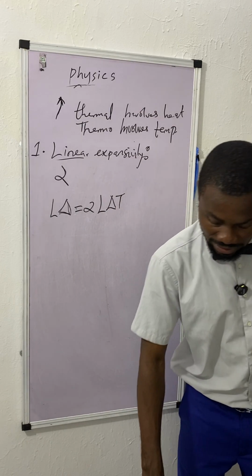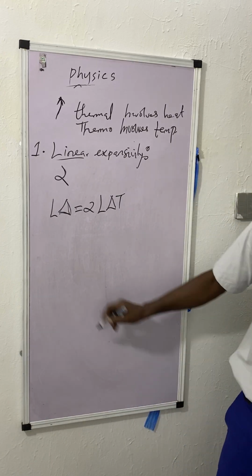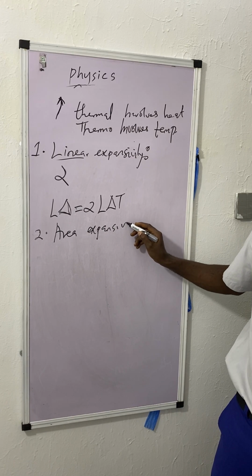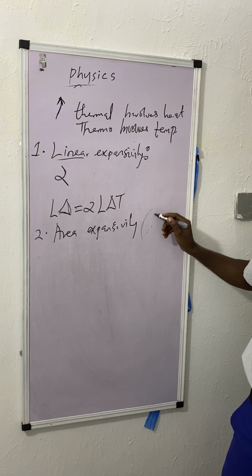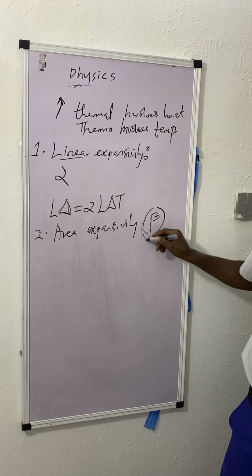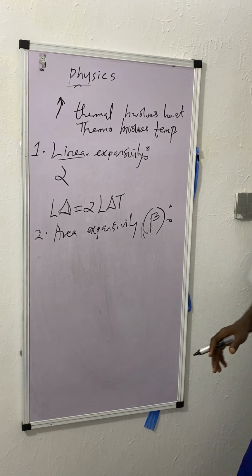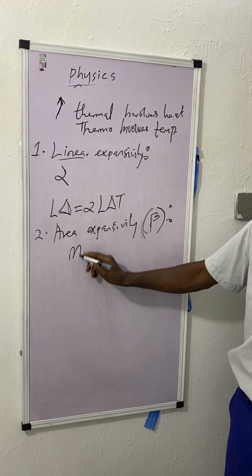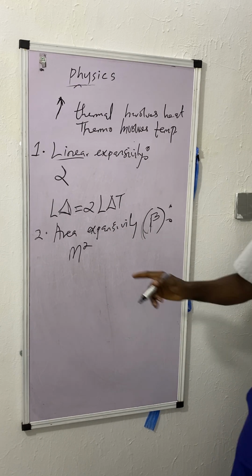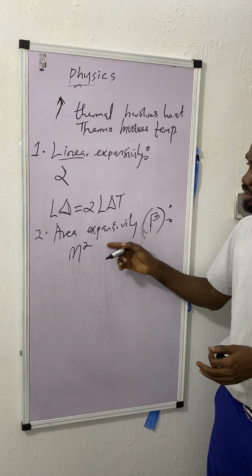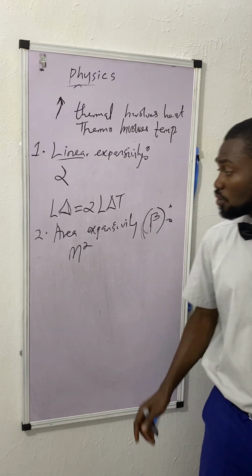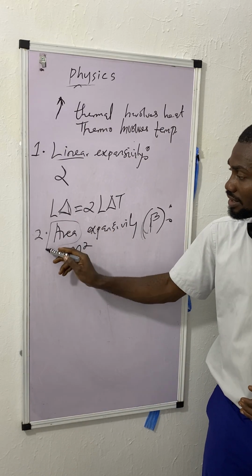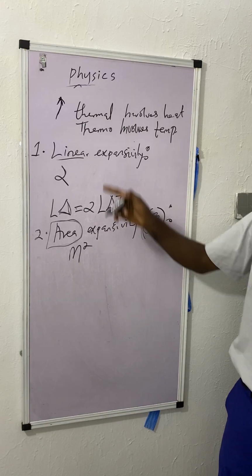So we look at the next one, area expansivity. Number 2 is area expansivity. This is usually represented as beta. And this is the fractional increase per unit area. The unit of area is meter squared. So the thermal increase per unit area per degree rise in temperature. There is an increase in area of the solid per degree rise in temperature.